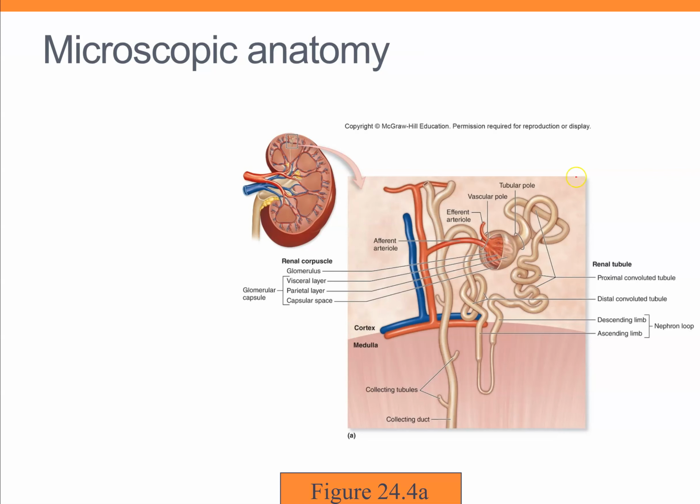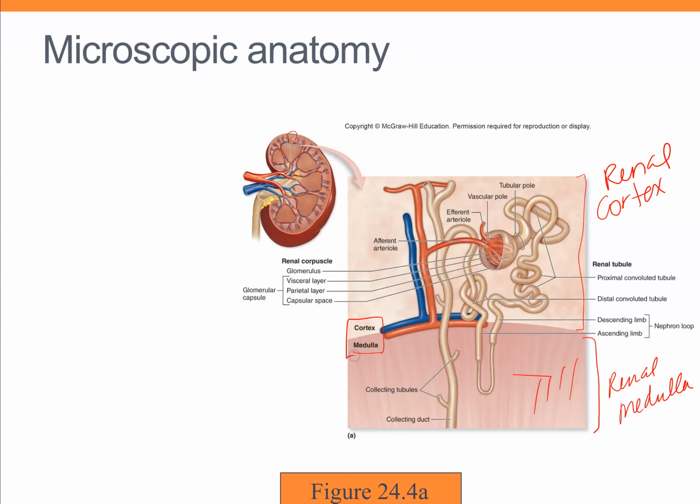So this lighter region at the top there, remember, that's the renal cortex. And this darker region, where you can see the striations, is a renal pyramid that's in the renal medulla. And they actually have those labels over here that I just saw.